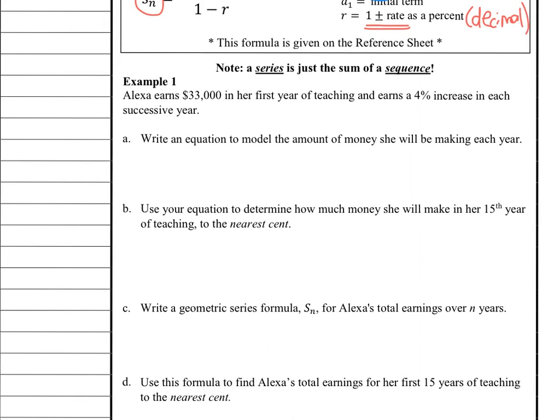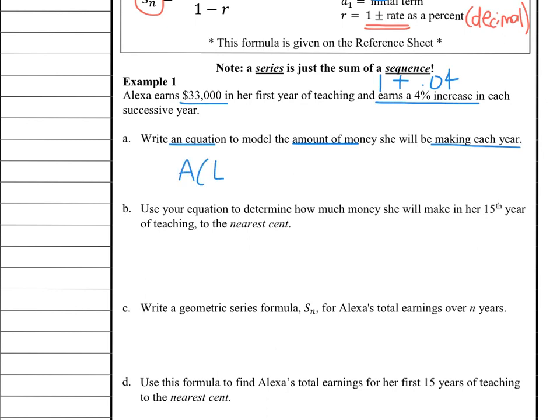So let's read through number 1, because sometimes we don't have to use it. We can just use what we've learned already in Unit 8. Alexa earned $33,000 in her first year of teaching and earns a 4% increase. So that's going to be 0.04, and we're going to have 1 plus because we're earning more in each successive year. Write an equation to model the amount of money she will be making each year. It doesn't say total, okay? So we're going to be using just the regular equation that we've used before.